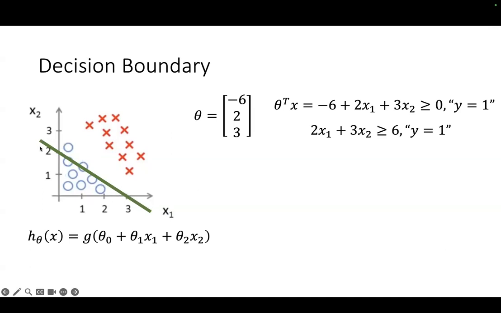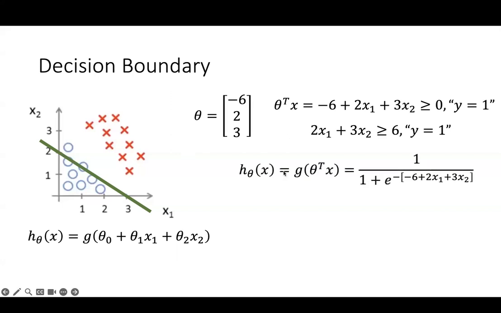Now, obviously, itong line na to does not describe the data set properly. Kasi itong circle, which is supposed to be classified as y equals 0, ay na-classify as y equals 1. So anything above this line is y equals 1, and anything below this line is y equals 0. So itong values na to does not give us the correct decision boundary. So we need to solve for a new value of theta para makuha yung tamang decision boundary.